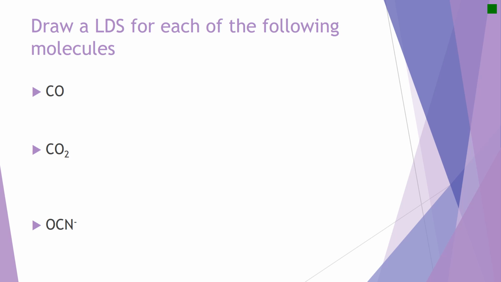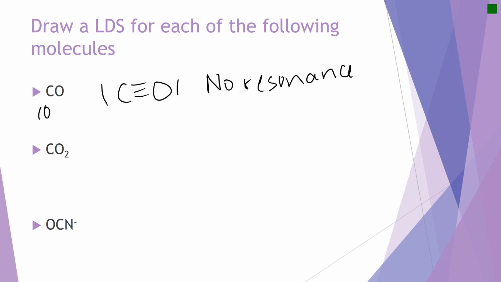So drawing a Lewis dot structure for each of these individual molecules, we've got CO, carbon monoxide, and this is actually the only structure that can be made. There are no other resonance structures using the 10 available electrons or 5 bonds. You can't create something else where they also complete the octet rule. Then we've got CO2.